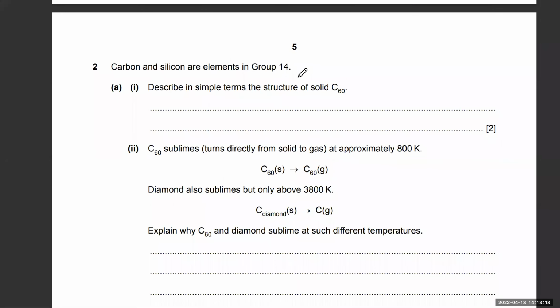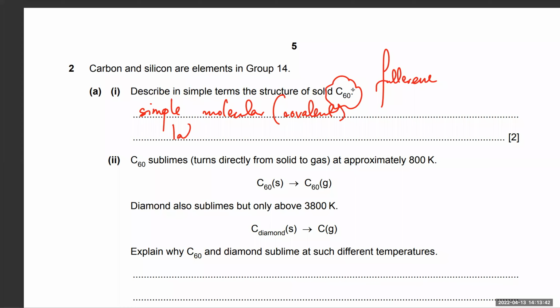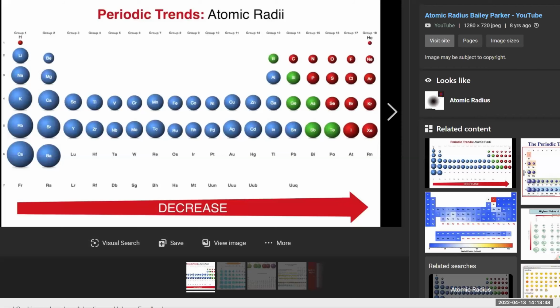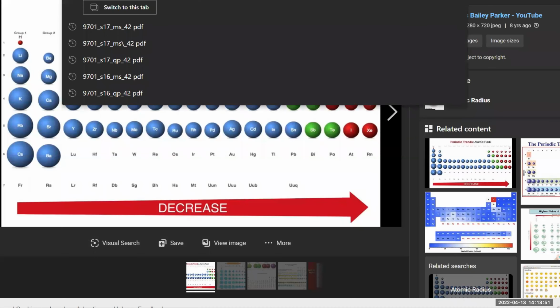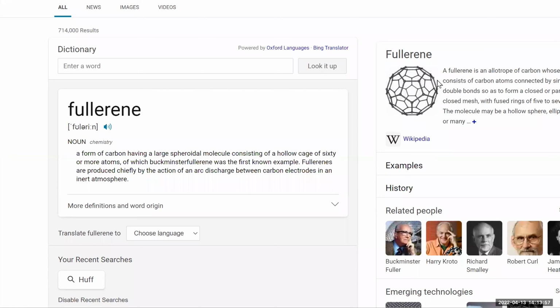Now, moving to the next question, you've got: describe in simple terms the structure of carbon-60. Now, that is a fullerene. Okay, so it has a simple molecular structure, which basically means it's a covalent molecule. So it's a simple molecular lattice. So that is what C60 looks like. C60 is an allotrope of carbon, where it's a ball-like structure.